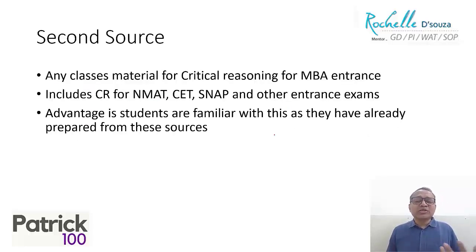Second would be a familiar source, which is any MBA entrance material for critical reasoning. NMAT, CET, SNAP, they all have some amount of critical reasoning questions. Pick up material for that and start preparing from it. The advantage is that students are already familiar with this type of material, so it will become easier to understand and solve. So you can pick up some of the questions from here and also prepare for critical reasoning.